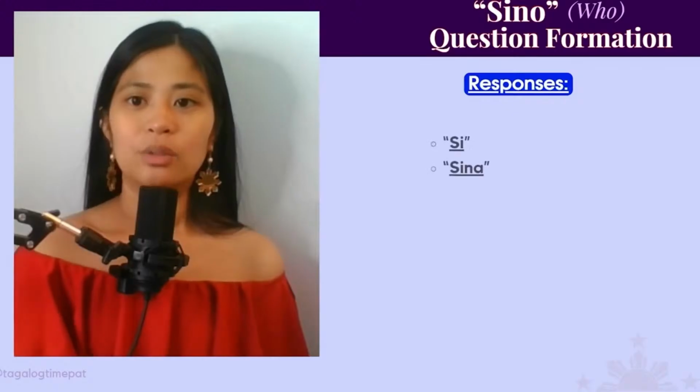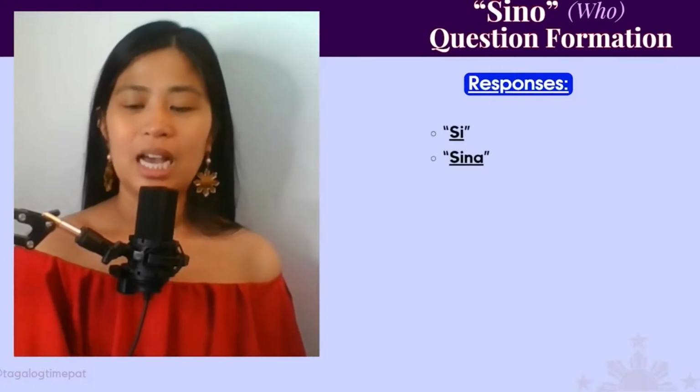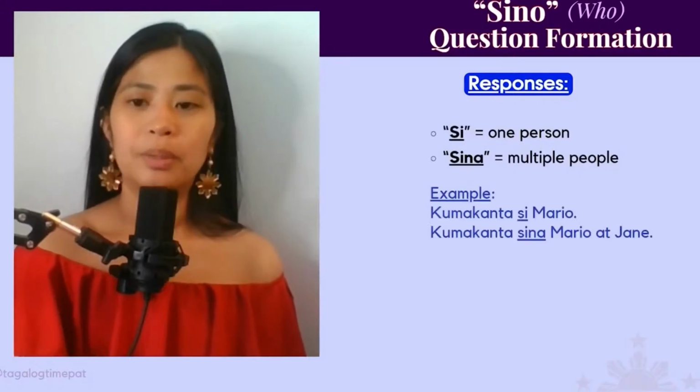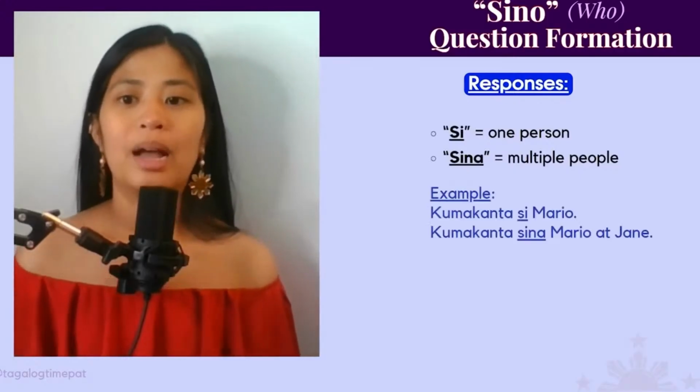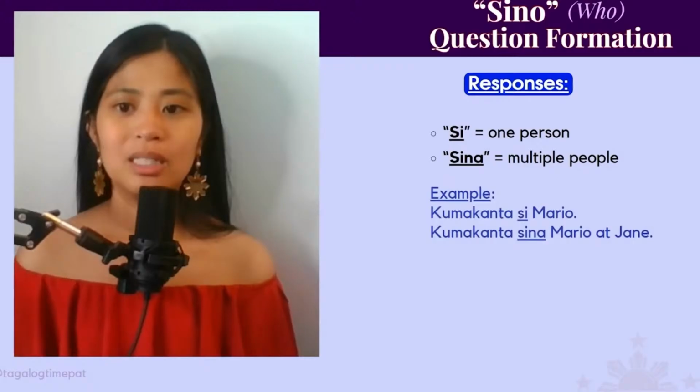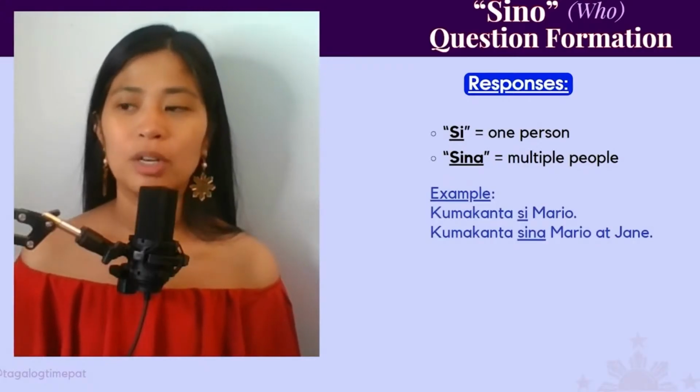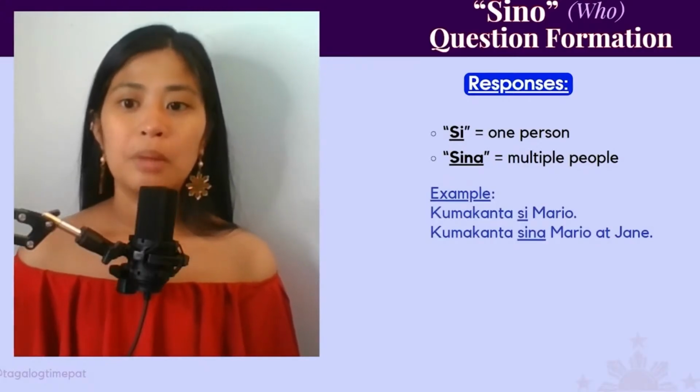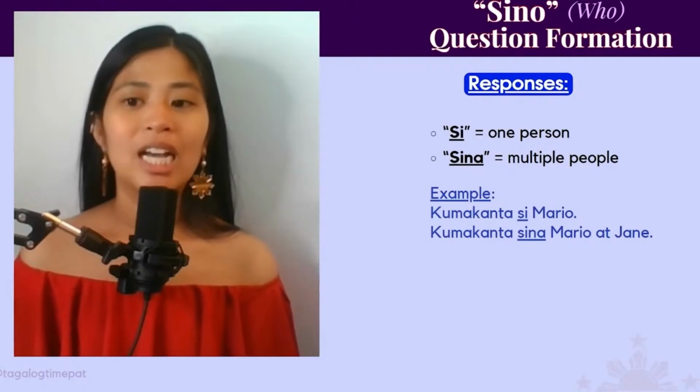Now, let's take a look at the responses. Si and sina. Si is for one person. Sina is for multiple people. So an example, kumakanta si Mario. Si Mario, because it's just one person. Versus kumakanta sina Mario at Jane.